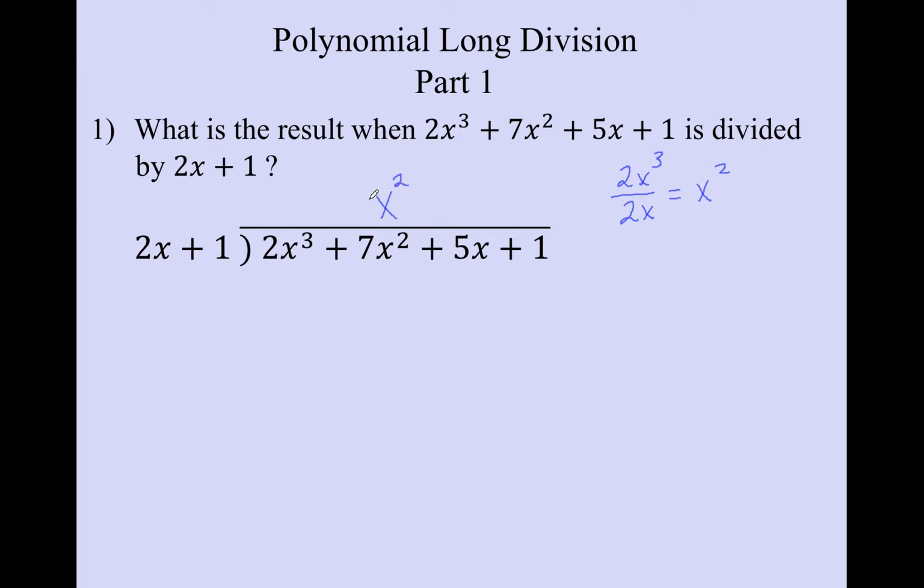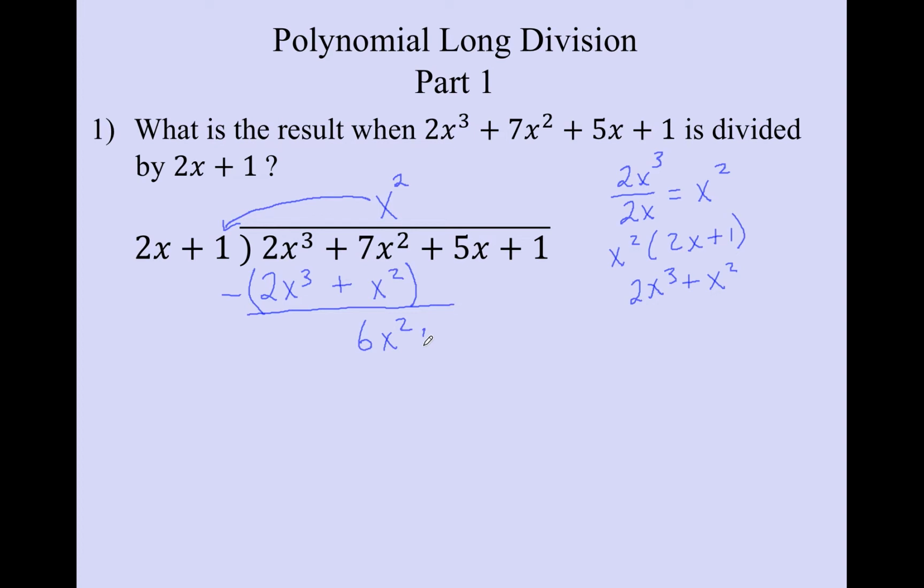Okay? You're then going to take this x squared and you're going to multiply it by 2x plus 1. That becomes 2x cubed plus x squared. So we write that right here. We're then going to subtract it. So this is what I like to do. I put parentheses around here and put a subtraction sign here. So 2x cubed minus 2x cubed, that's 0. 7x squared minus x squared is 6x squared. Then bring this down.